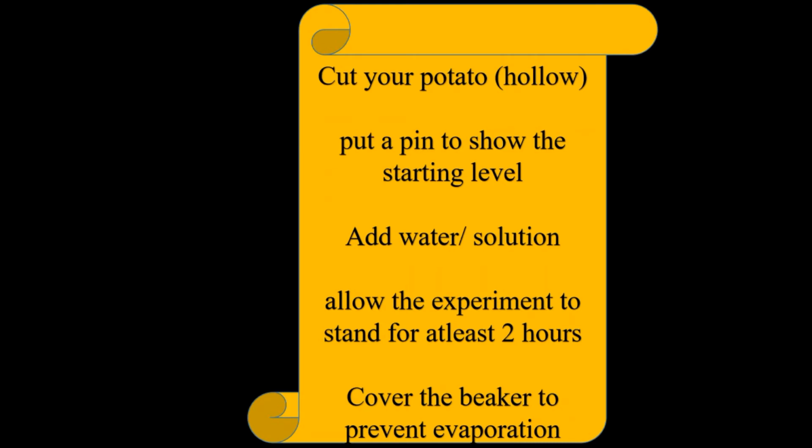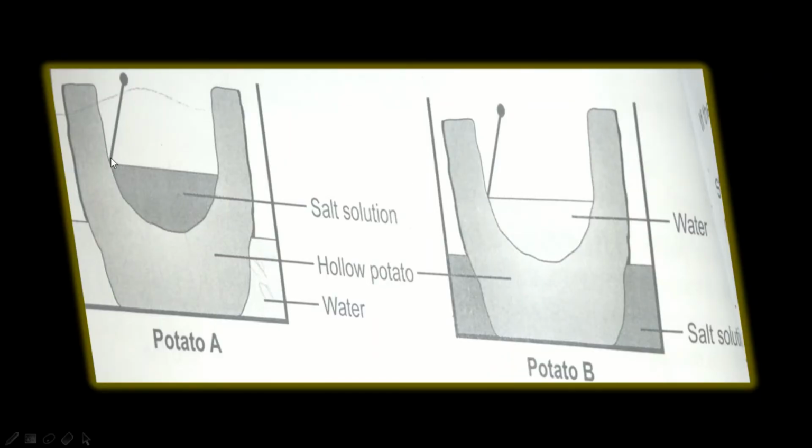This is the experiment. What do we need? We need to make a hole in our potato, as we saw in the previous slides, and then from there we need to put a pin. Why do we have to put a pin? We want to show the starting level of our water, right? We want to show that this is where our water level is when we are starting with our practical. And then after we are done with our practical, we go back and see whether the water level went above the pin, or whether the water level decreased. That is the function of your pin.